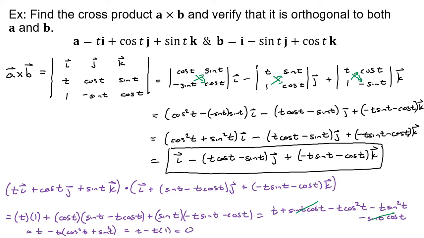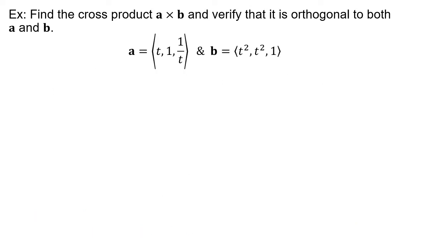And if it is, then you know it's orthogonal. And you could try the other one if you wanted to. If you did b dotted with our cross product, it would also come out to be 0. All right, let's do it with a little bit simpler ones, with not sines and cosines, but maybe t's and t squareds and things.